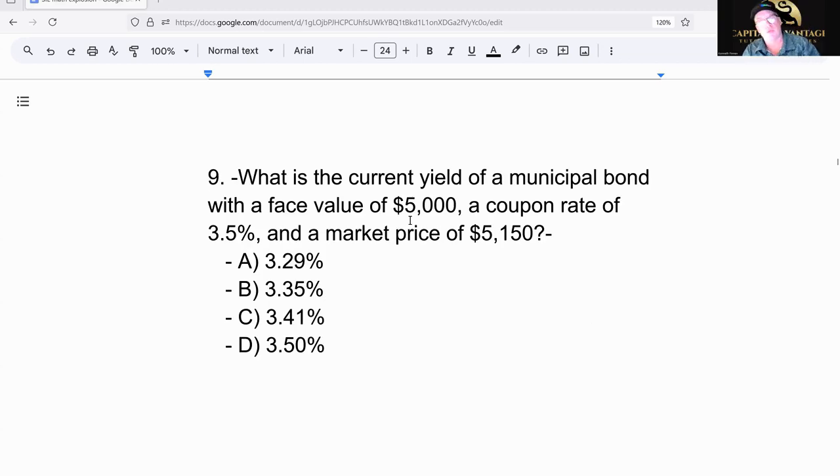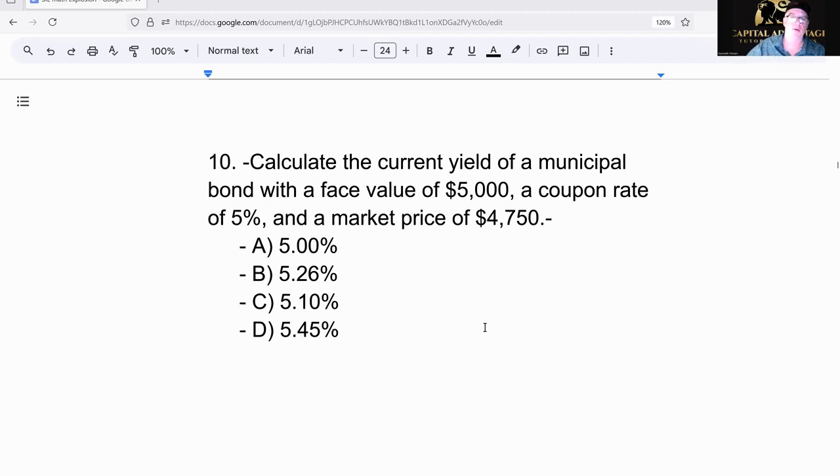What is the current yield of a muni bond with the face value of 5,000, coupon of 3.5%? So I do 5,000 times 0.035, which is 175, divided by 5,150. That gives 3.39%. The closest one is going to be 3.41. We'll take that one. I probably did some bad math.